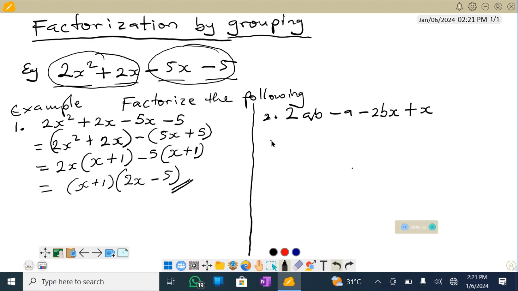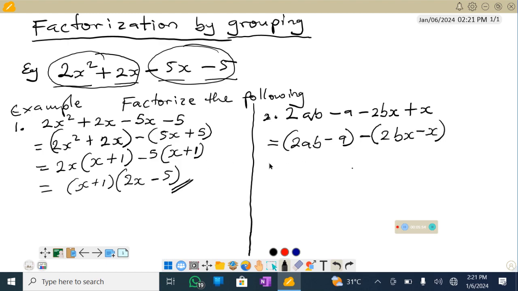So when you group, you have 2ab minus a. Minus is outside, so what happened here will equally happen here. So when you have minus outside, the sign will do what? Will change.